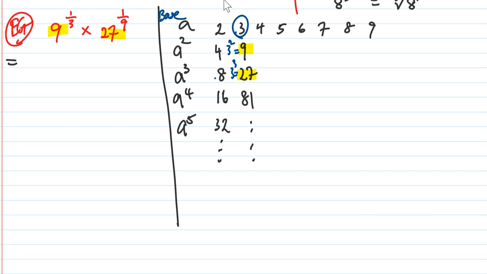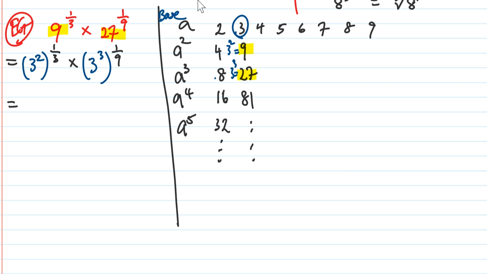So first, we take a look. 9 can be changed to, let's change it to 3 square. So let's write 9 is 3 square, and then this is still 1 over 3. Multiply by 27. Instead of putting 27, I can put 3 cube. This is the base, 3 cube. And let's put the brackets. And this is 1 over 9.